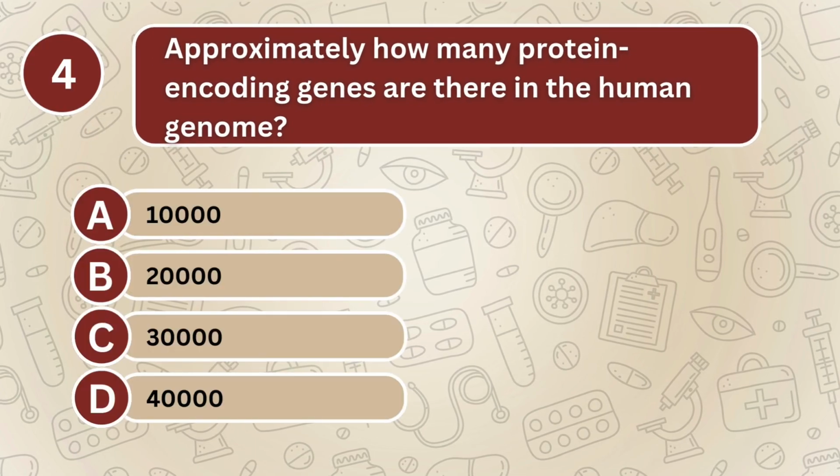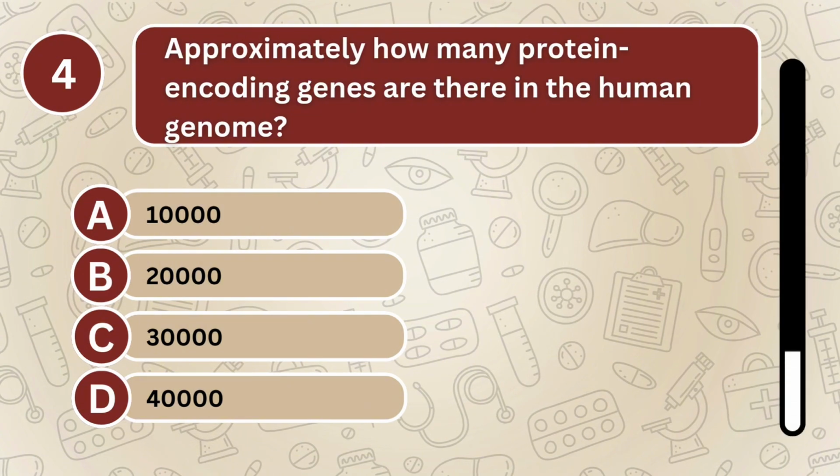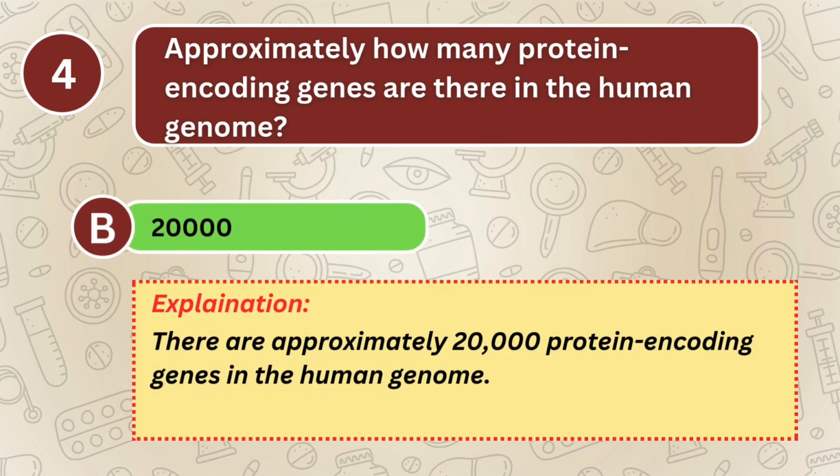Approximately how many protein encoding genes are there in the human genome? 10,000, 20,000, 30,000, or 40,000? B. 20,000.